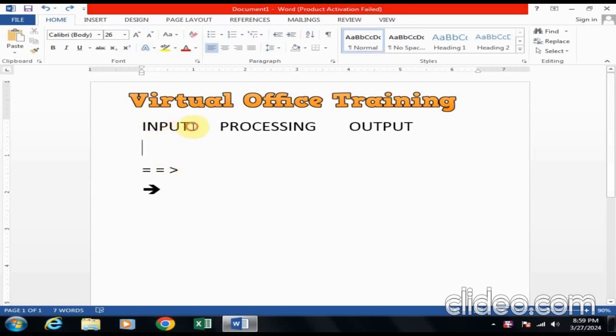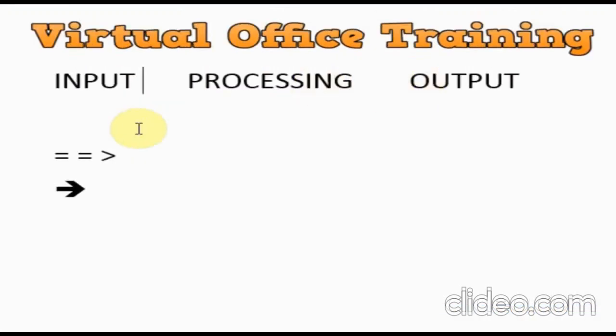Today we will learn how to insert an arrow sign between this word and this word. I want to insert this arrow sign. I have to type double equals and greater than sign here. Just type double equals and greater than sign. It will convert it into an arrow sign.